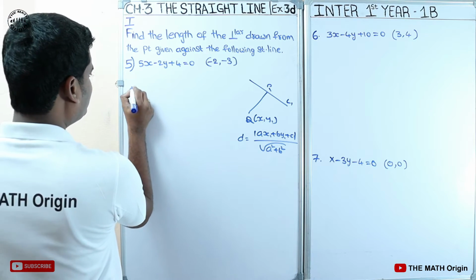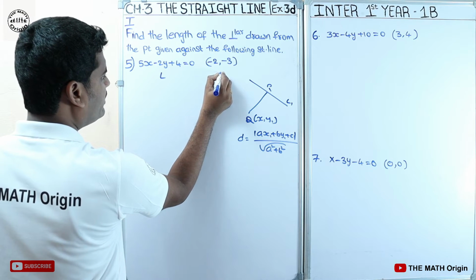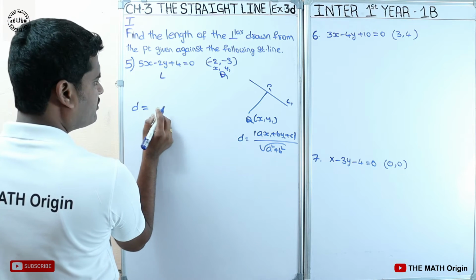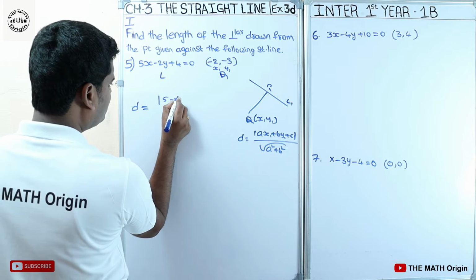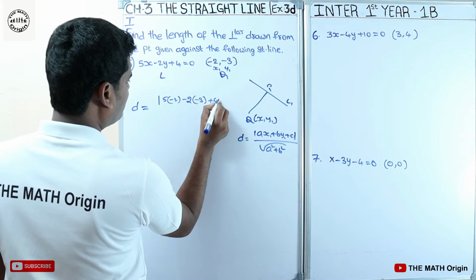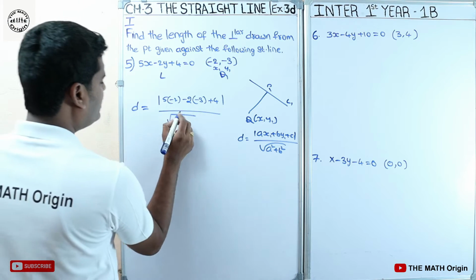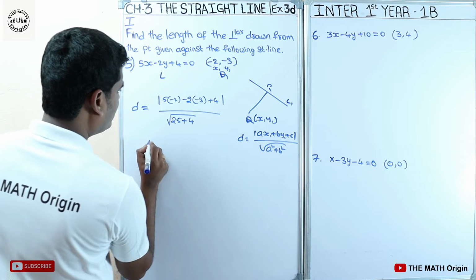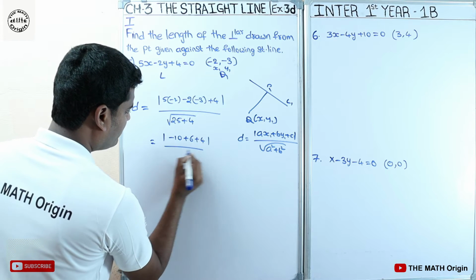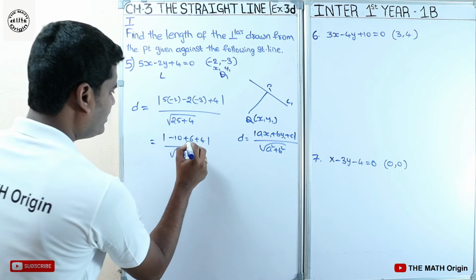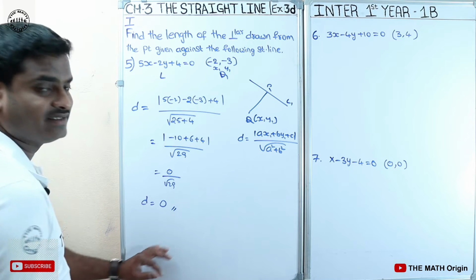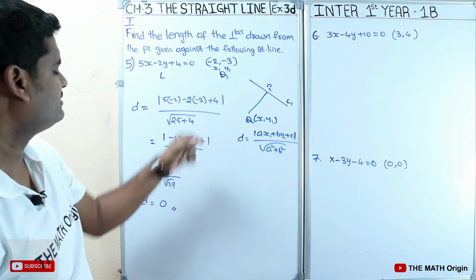The same thing let's apply over here. This is a line and this is a point Q, therefore this is x1, y1. Therefore perpendicular distance equals modulus of 5 into minus 2 plus minus 2 into minus 3 plus 4, by root of a square plus b square, 25 plus 4. Therefore that is modulus of minus 10 plus 6 plus 4 by root of 29. In the numerator, plus 10 minus 10 is 0 by root 29, so distance d equals 0 units. Therefore the distance between the point Q and the line is 0.